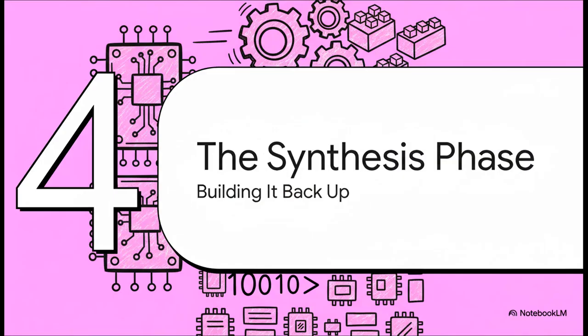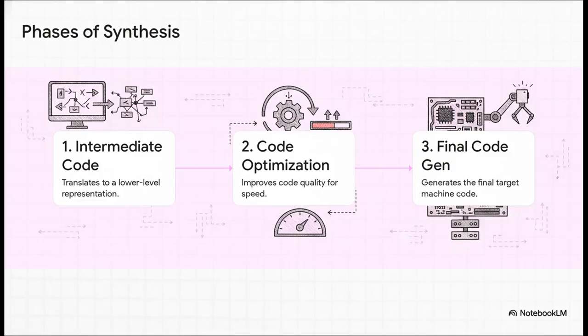All right, our little line of code made it. It passed all the checks. The compiler totally understands its structure and its meaning. Now we flip to the second half, synthesis, where we see how that understanding is used to actually build the final program. And just like the analysis phase, synthesis has its own set of steps. It starts by creating a sort of generic in-between version of the code. Then, it tries to make that code even better. And finally, it generates the actual target code for the specific computer it's running on.